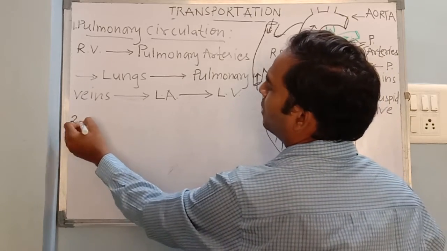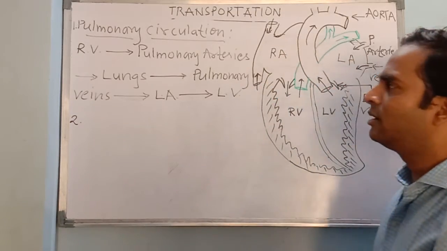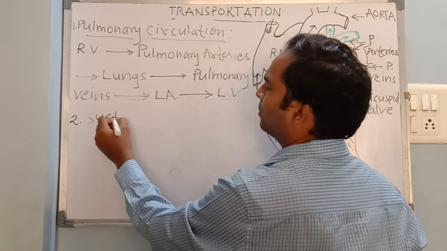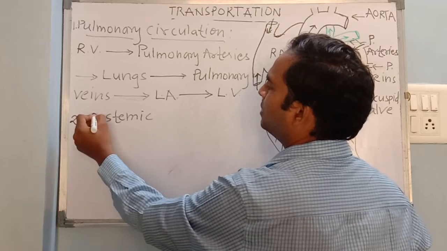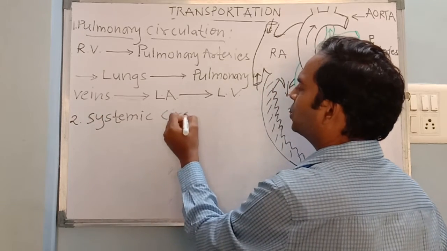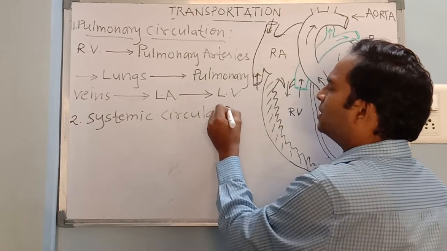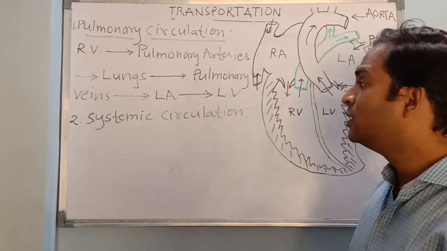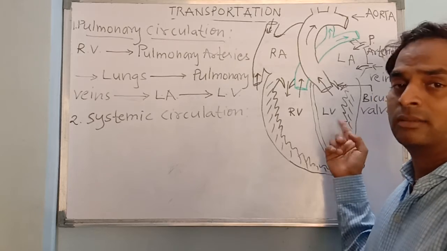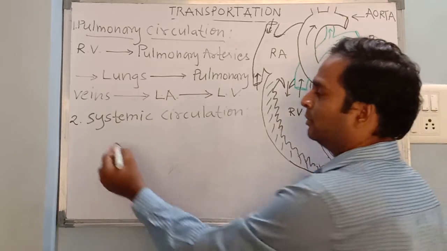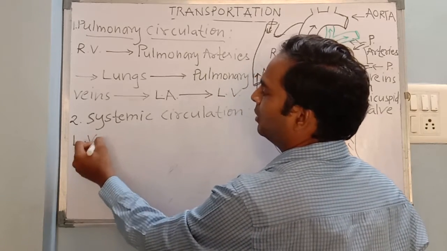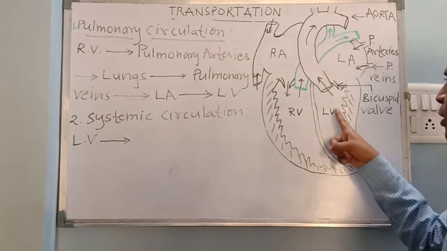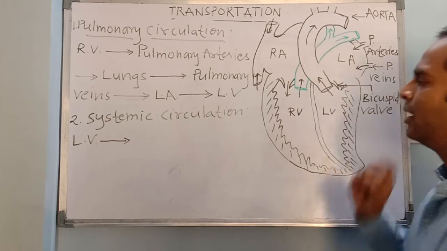Now comes the second type of circulation. We will call it systemic circulation. The type is systemic circulation. Now this is the circulation of pure blood. Pure blood is pumped by the left side of the heart, so it will start from the left ventricle. First, blood is pumped by the left ventricle. Where will it go? From the left ventricle to the aorta.